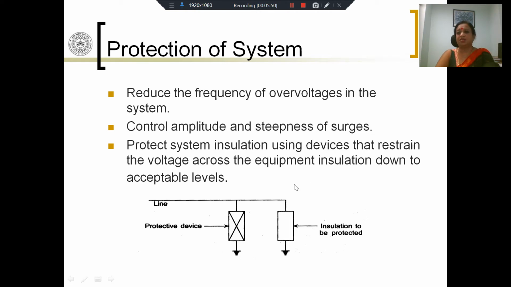The protection system will reduce the magnitude of the overvoltage. It will also control the amplitude and stiffness of the surges, so it will modulate the wave shape and the frequency of very high overvoltages.